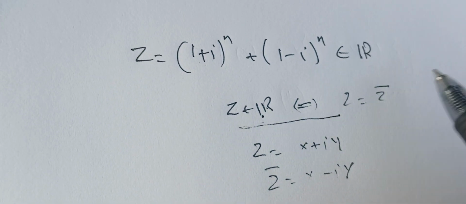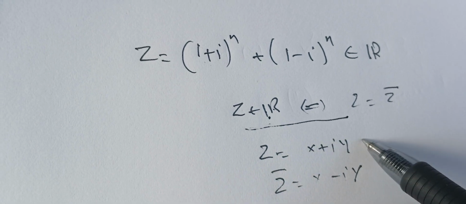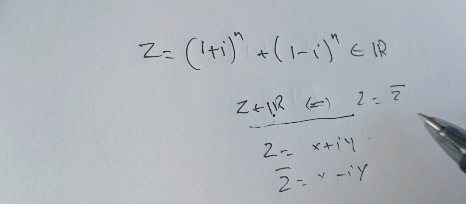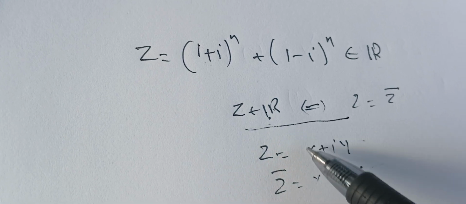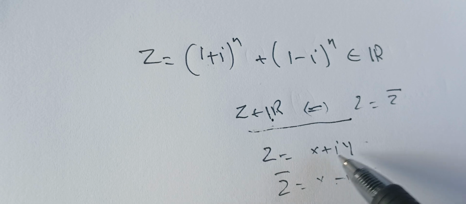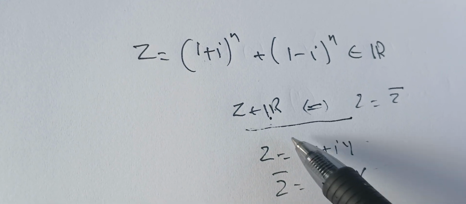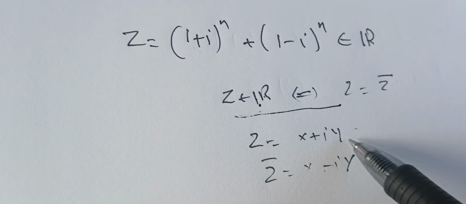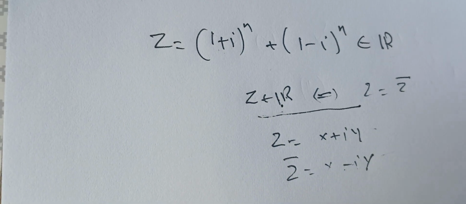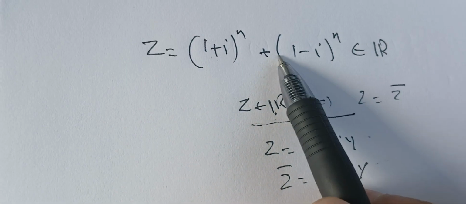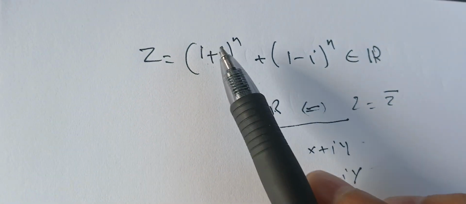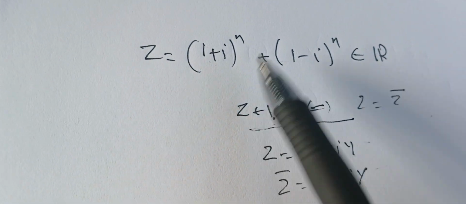We know that if z is x + iy, then z bar is x - iy. If we equate these two, we see that y is 0, and therefore the imaginary part is 0. Therefore, we have only the real part for this number. It's a very easy result to prove. Now we're going to prove that the conjugate of z is equal to z, and therefore z is real.